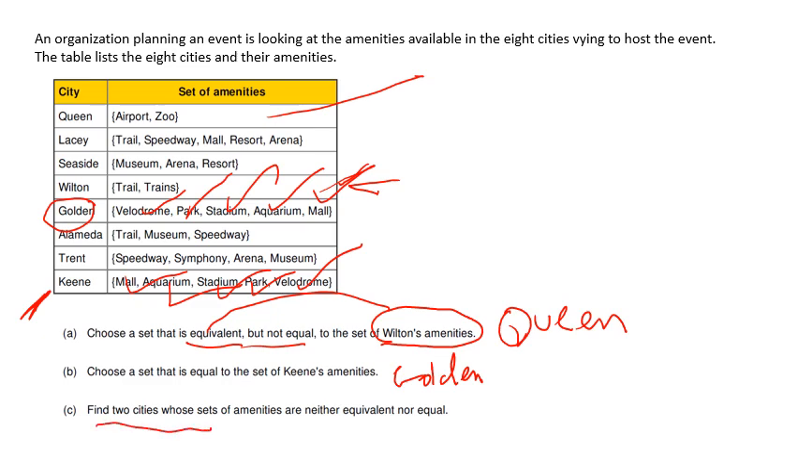Find 2 cities whose sets of amenities are neither equivalent nor equal. Well, you just need to grab 2 sets that have different numbers of elements. So Queen and Lacey, they're neither one. Lacey and Seaside, neither one. Queen and Seaside, there's a bunch of different combinations you could come up with. You just need to find 2 which don't have the same number of elements. You know it can't be equal then, right?